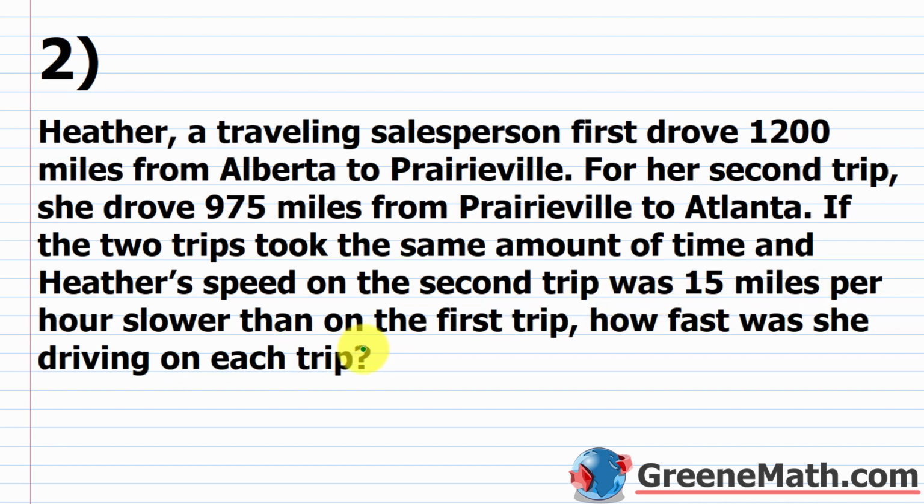So in other words, how fast was she driving when she went from Alberta to Prairieville? And then how fast was she driving when she went from Prairieville to Atlanta? So first trip and second trip, let's say. So let's come down here. Again, another motion word problem.